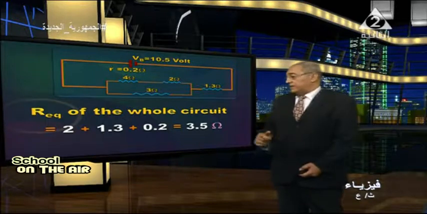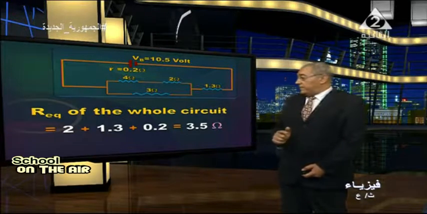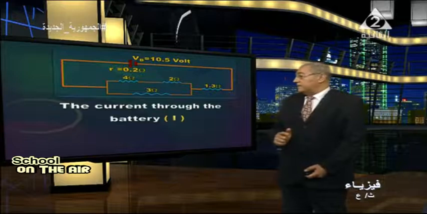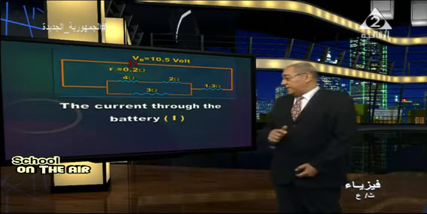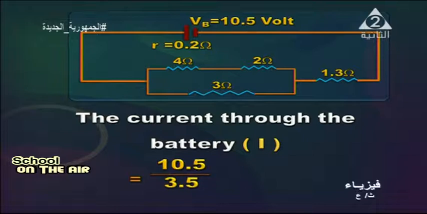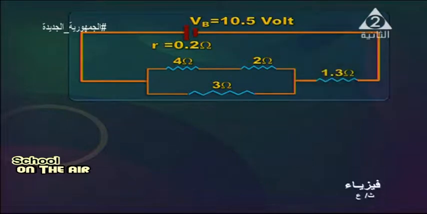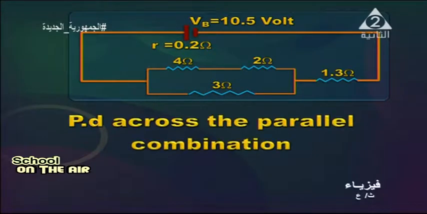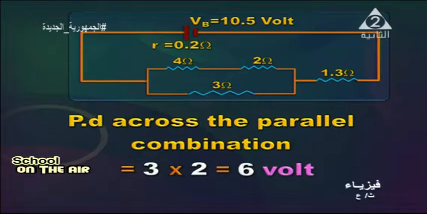Now, it's all easy to calculate the current passing through the circuit. Current passing through the battery equals, yes, 10.5 over 3.5. It is 3 amperes. Okay. And now we need to calculate the potential difference across the parallel combination. So potential difference across the parallel combination, it is 3 times 2. It is 6 volt. 6 volt divided by 6.